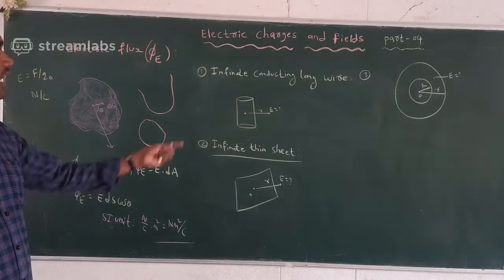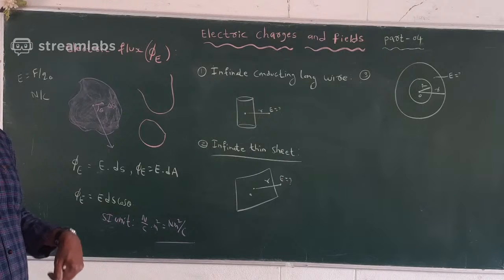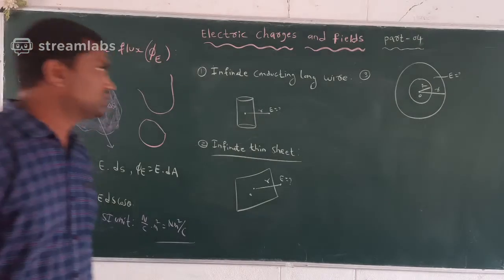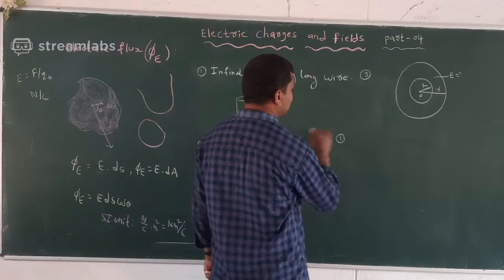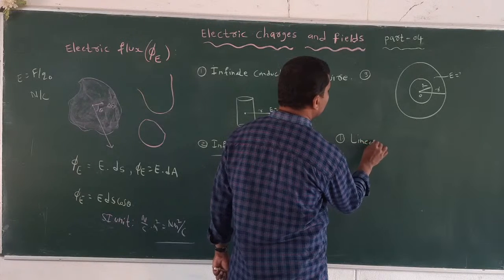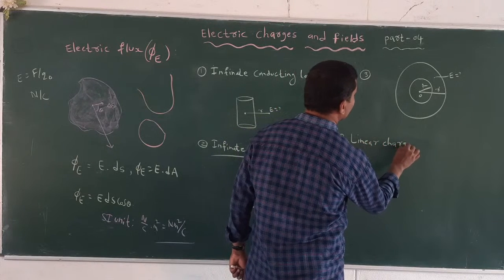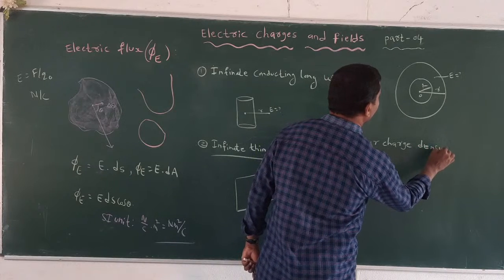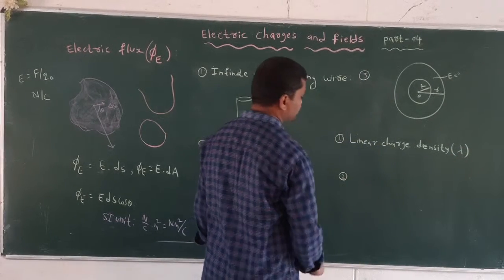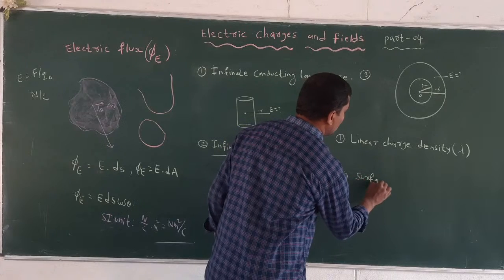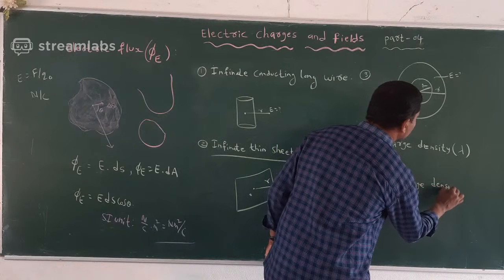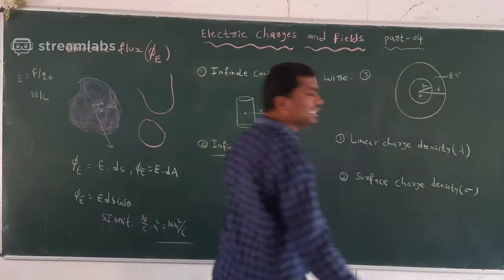So before going to these examples, I am telling you some definitions about the continuous charge distribution. The first one is represented by lambda. Lambda is called linear charge density. And the second one is surface charge density. This is represented by sigma.